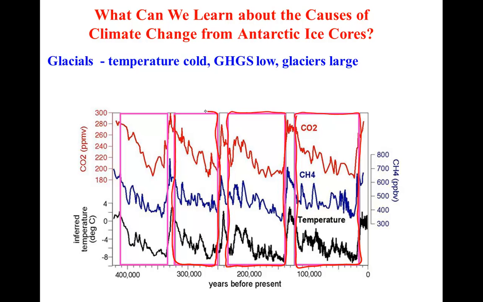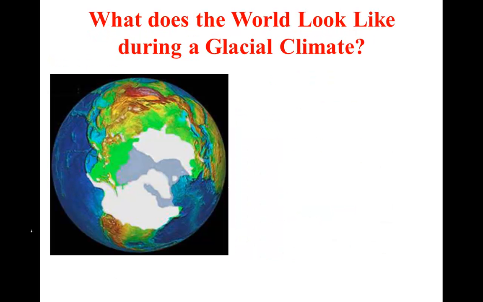This is because a cold world with lots of ice is a relatively stable climate condition, because of the ability of that ice to reflect sunlight and maintain a colder climate. This is what the world looks like during a glacial climate, very different from the one we enjoy today. Glaciers and ice sheets, especially in the northern hemisphere, are large. You can see that much of Canada is covered by a large ice sheet during a glacial climate.